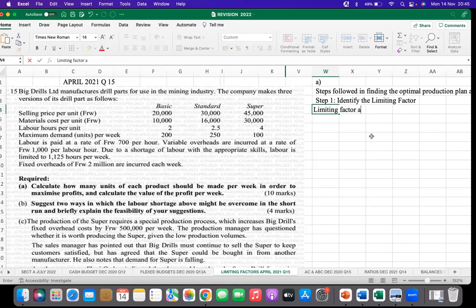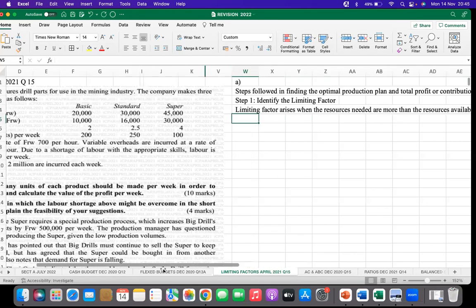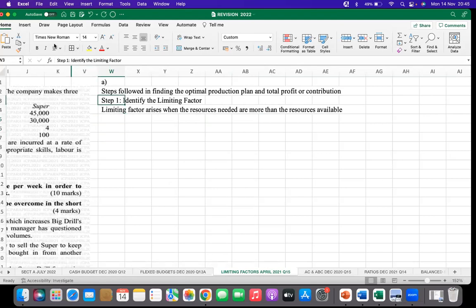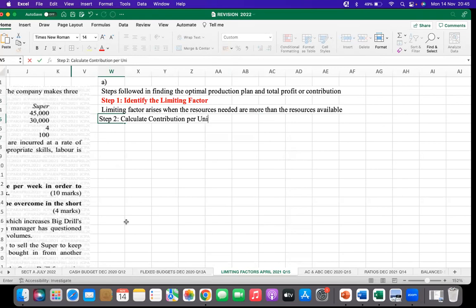Limiting factor, we are revising, arises when the resources needed are more than the resources available. Limiting factor normally arises when the resources needed are more than the resources available. That is step one. So if what is needed is more than what is available, there is a limiting factor. Step two is to calculate contribution per unit. If you follow these steps, you will always be right in any question on limiting factors. Just ensure you follow these steps strictly.